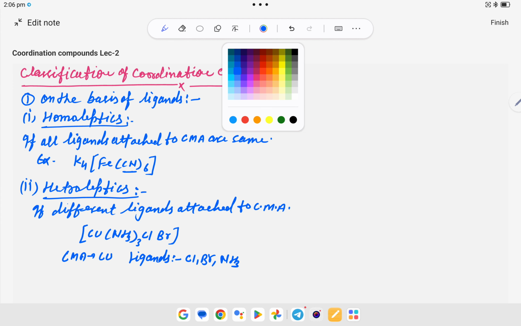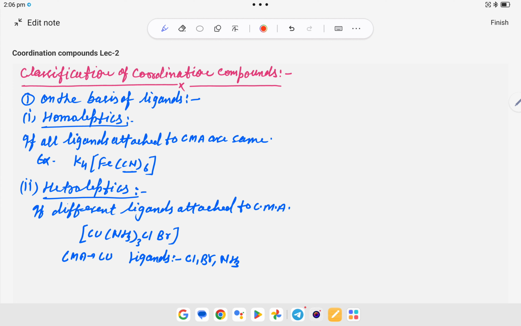Next, on the basis of charge. Classification on the basis of charge. So number one, second classification, children, on the basis of charge.